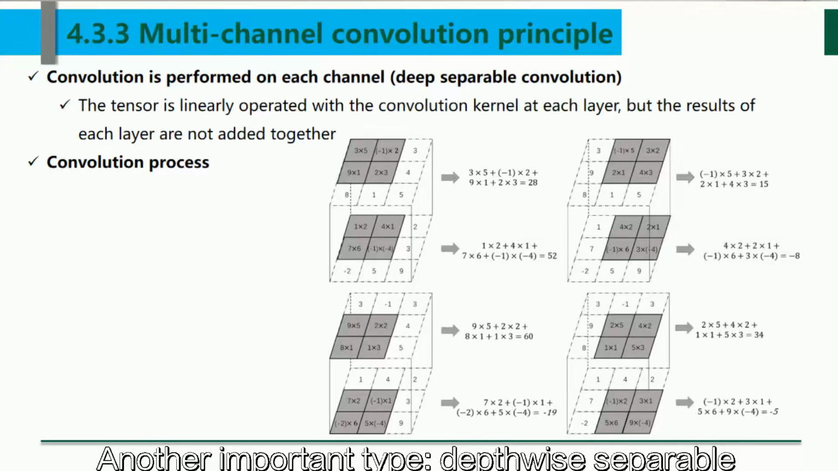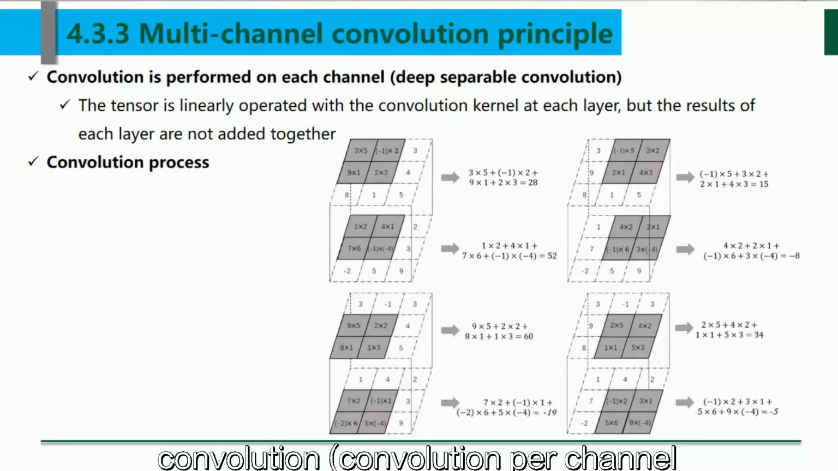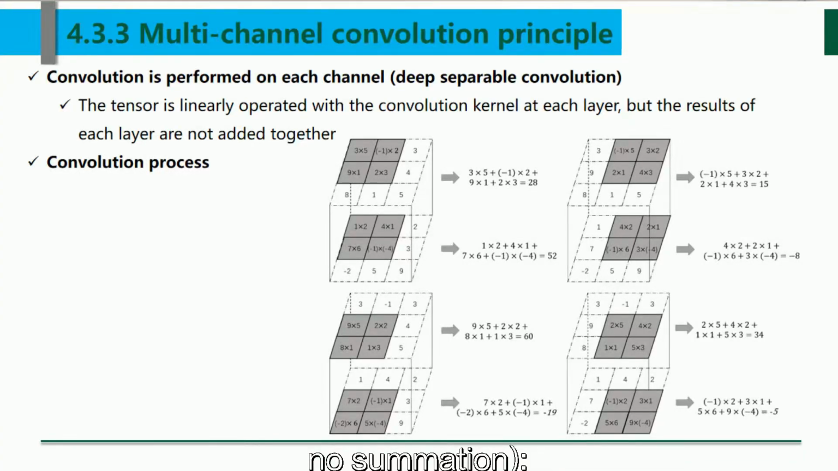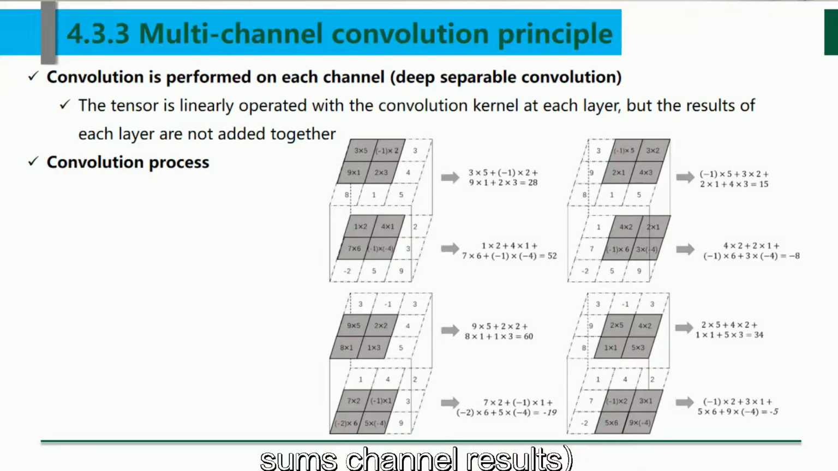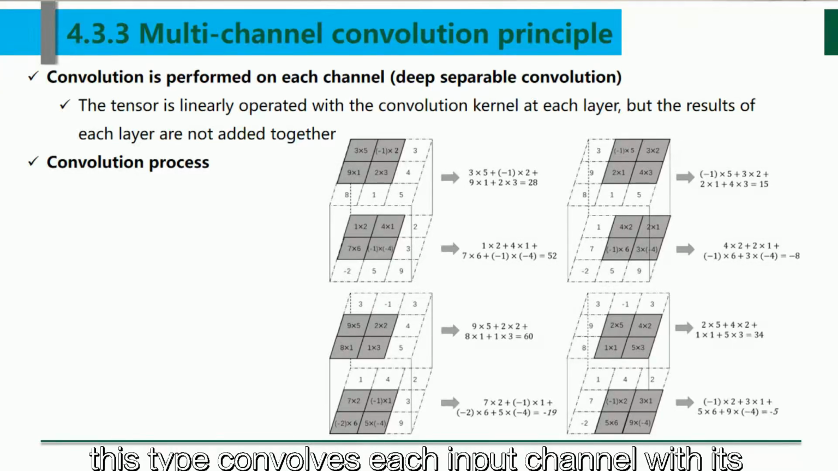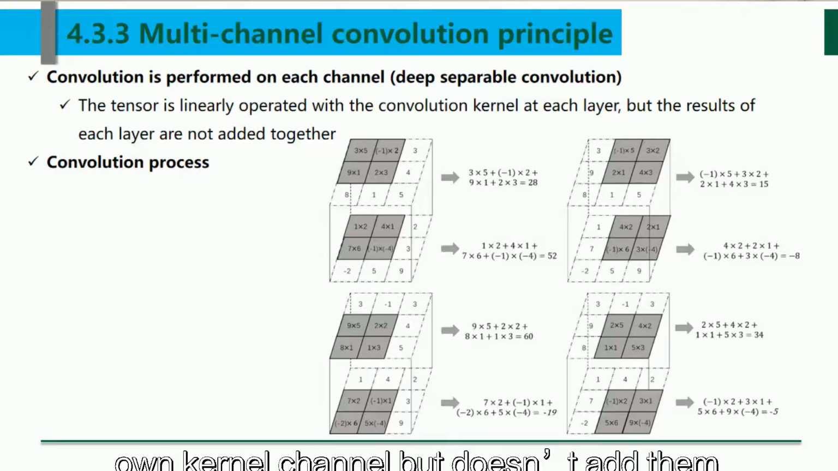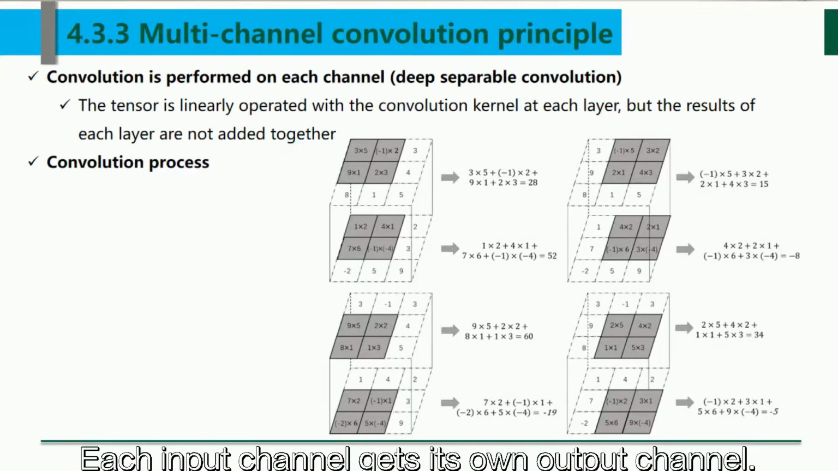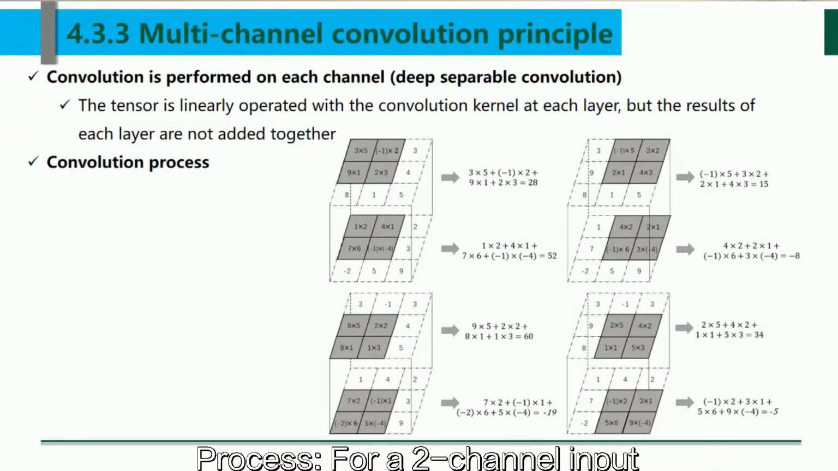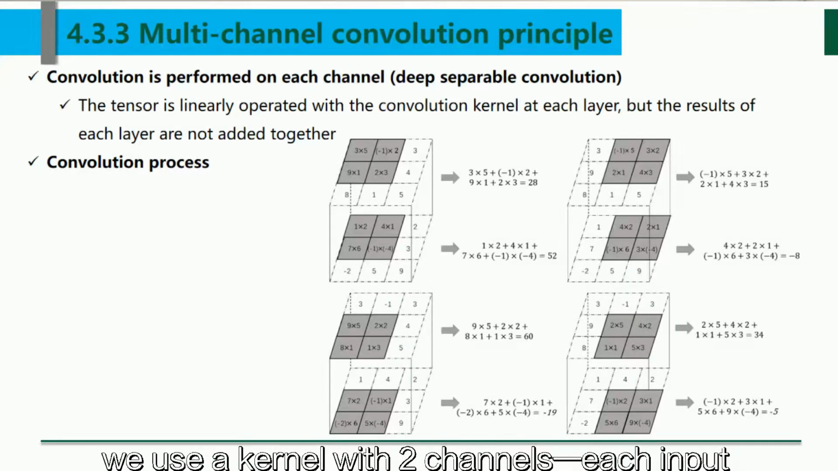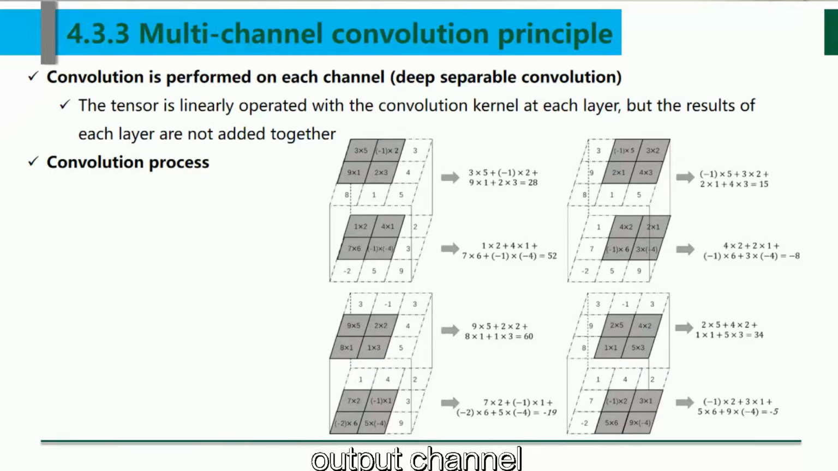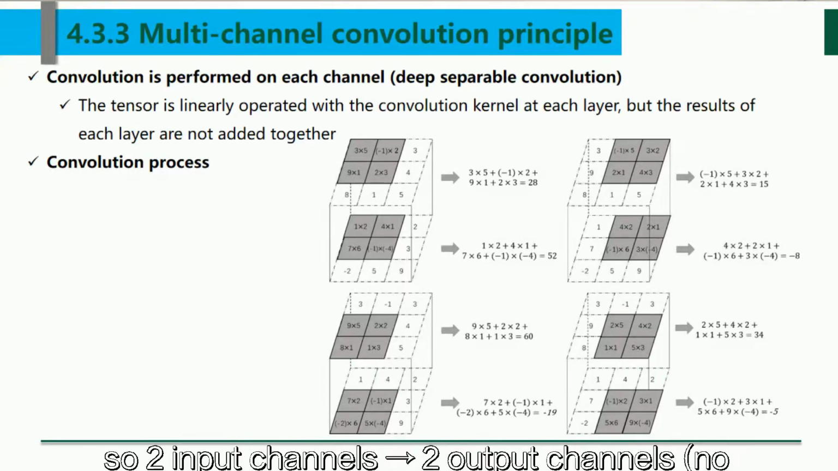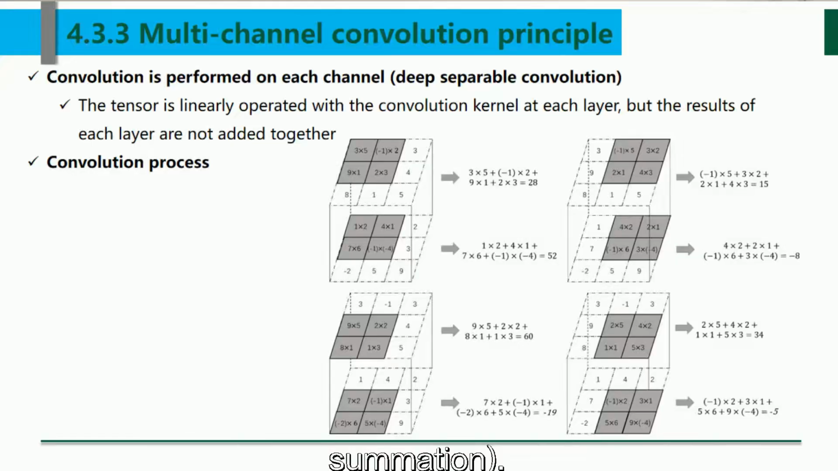Another important type, depthwise separable convolution: convolution per channel, no summation. Unlike basic multi-channel convolution, which sums channel results, this type convolves each input channel with its own kernel channel but doesn't add them together. Each input channel gets its own output channel. Process: for a 2-channel input, we use a kernel with 2 channels. Each input channel and kernel channel convolution gives 1 output channel. So 2 input channels, 2 output channels, no summation.